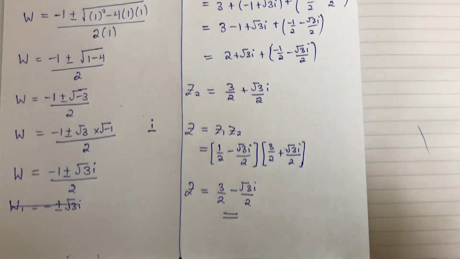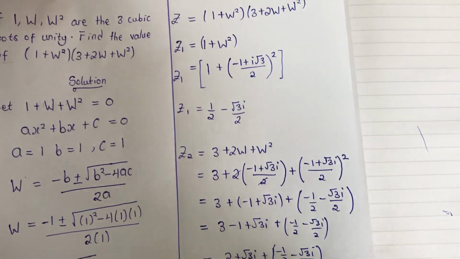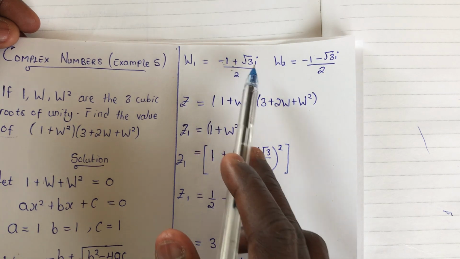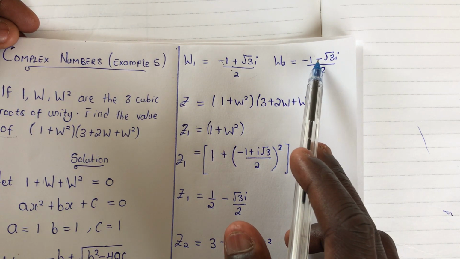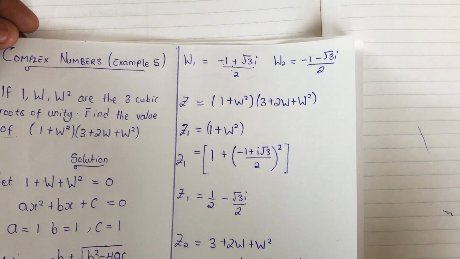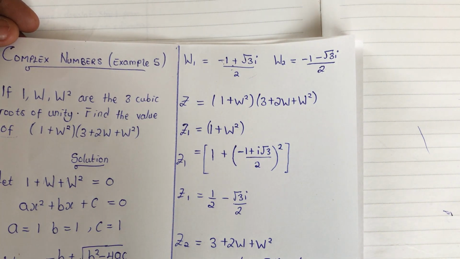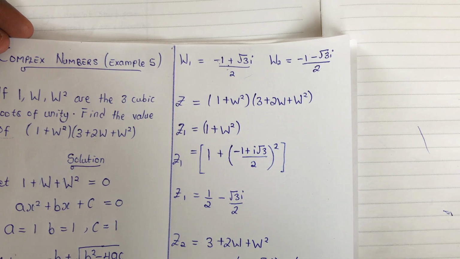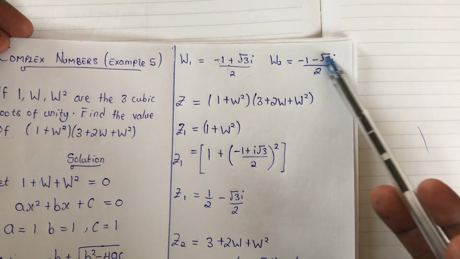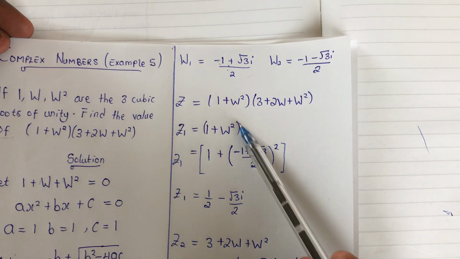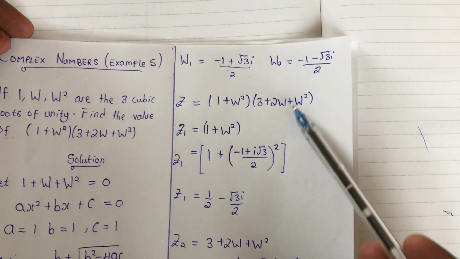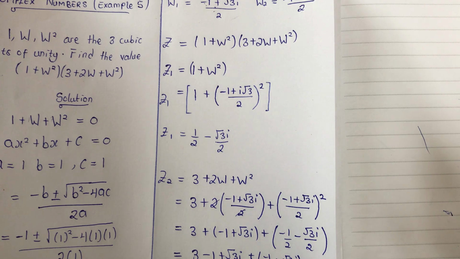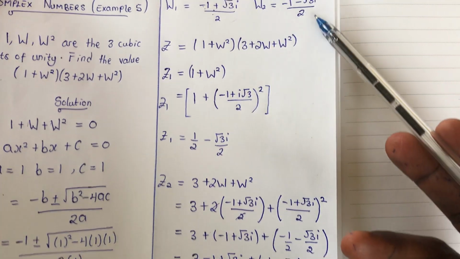So now you also need to use W2 to do the calculation. We did this calculation with W1, this is W2, negative 1 minus root 3 i over 2. I want you to do this on your own, and I'll give you the possible solution answers. You would first substitute the value of this into W. You work for Z1, get your result. Work for Z2, get your result. Multiply Z1 by Z2 to find the final result for this one.